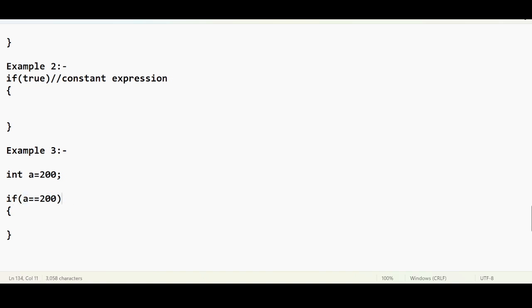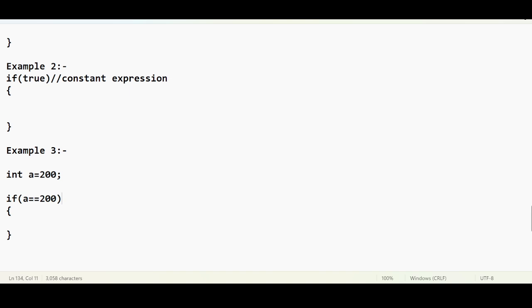Why? Because we have an expression which is referring to a value from a variable. This a is a variable here. You are using the variable to refer to another value, which is 200 itself. You are not using the 200 directly. If you use the 200 directly here, it becomes a constant expression. Instead of 200, you are taking the variable name a, and this a is getting compared with the 200 value. This becomes a variable expression.